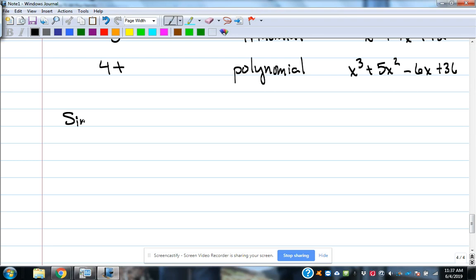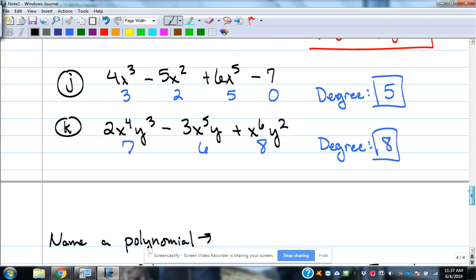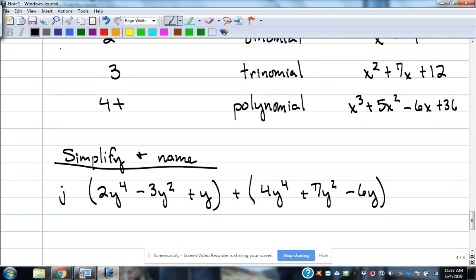So let's simplify and name the polynomial. 2y to the 4th minus 3y squared plus y, that's the first part, plus 4y to the 4th plus 7y squared minus 6y. This puts together the simplifying idea that we did earlier with the polynomials that we're dealing with here. I said L and didn't write an L.